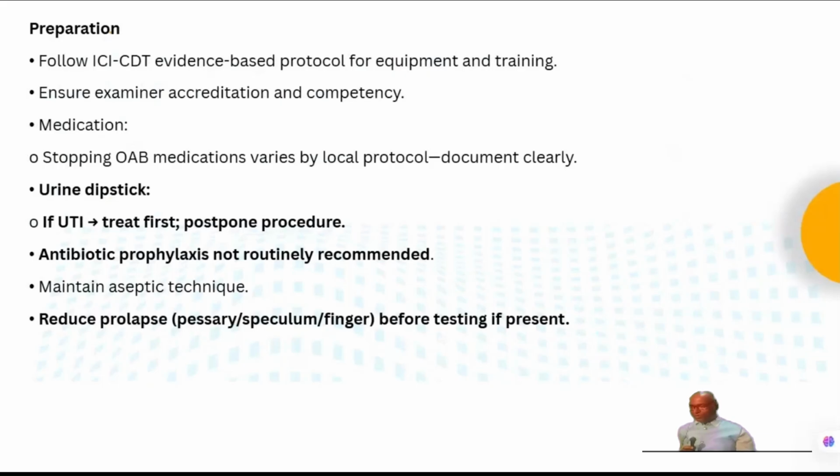Is there any role of antibiotic prophylaxis in urodynamics? There is no role of antibiotic prophylaxis. And pre-testing, if you have a urinary tract infection, then that needs to be treated first. Okay, and we need to postpone the procedure. Maintain aseptic technique and reduce the prolapse, pessary or speculum before testing the patient. Okay, so these are the prerequisites. And for Part 3, one needs to know whatever I have discussed because there will be one station on urogynecology.